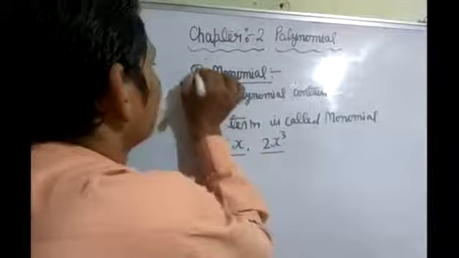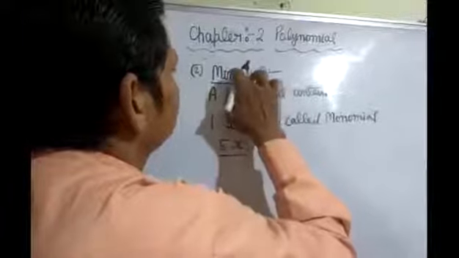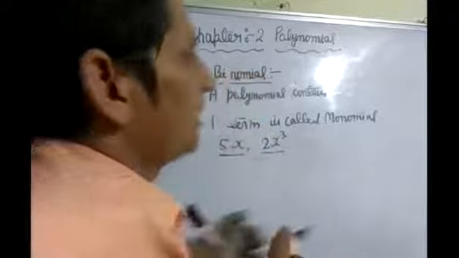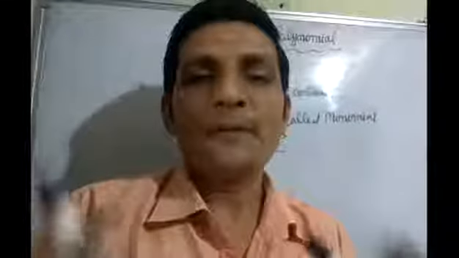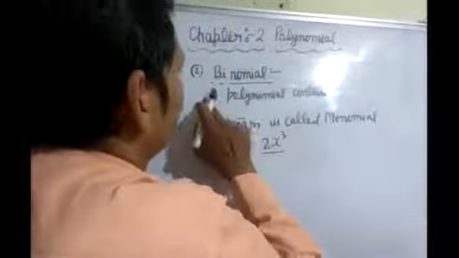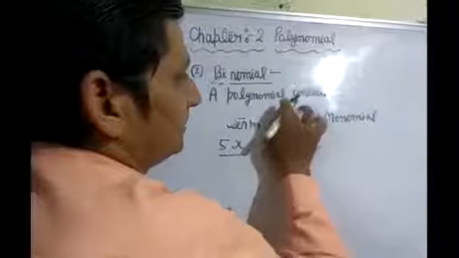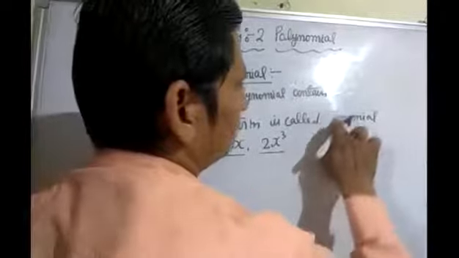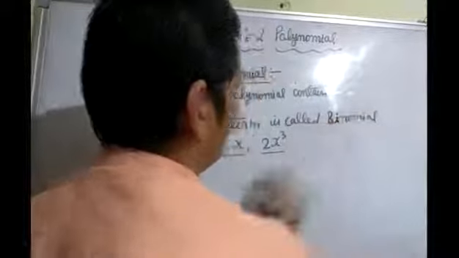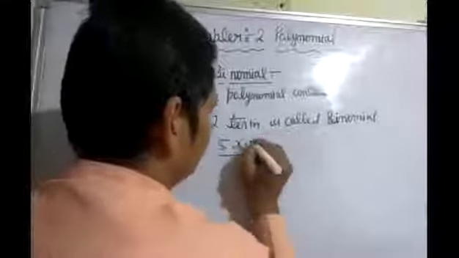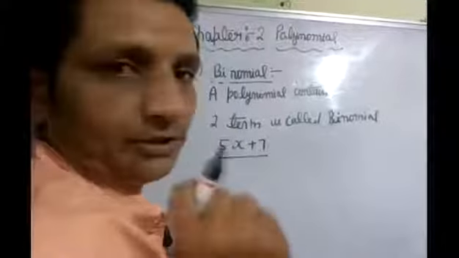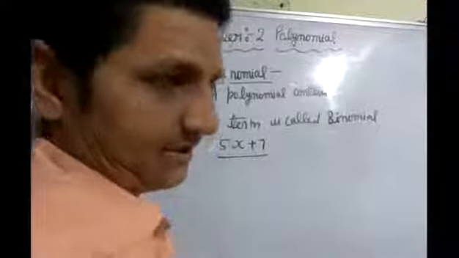Number 2 is binomial. A polynomial which contains two terms is called binomial. For example, 5x + 7: 1 plus 1, total 2 terms. So 5x + 7 contains 2 terms. It is binomial.